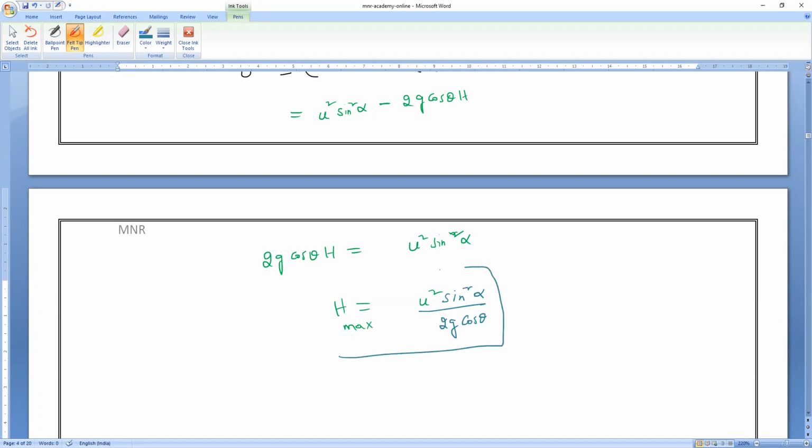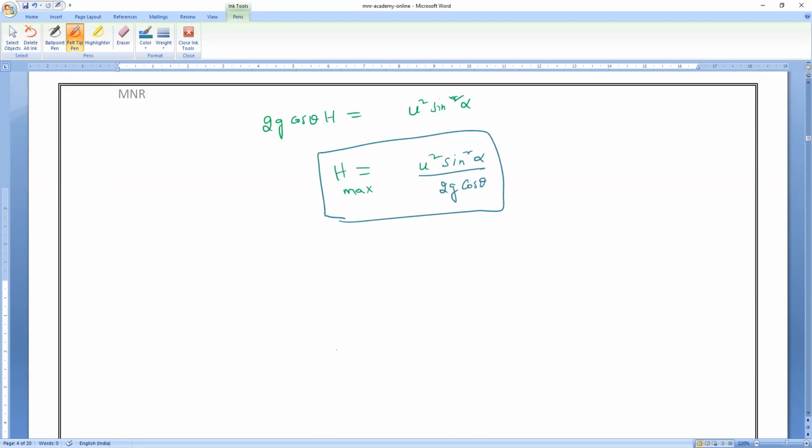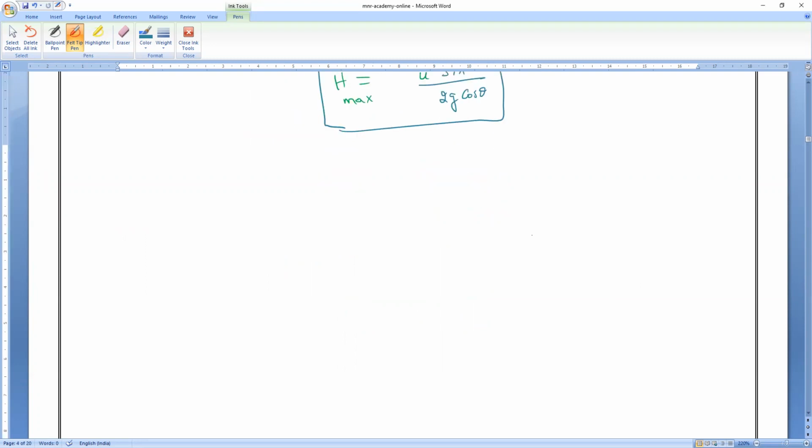So this is the formula for maximum height in which case? Projectile motion in what? Projectile motion on an inclined plane.